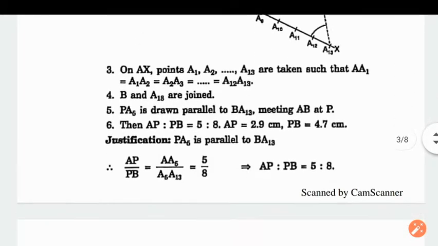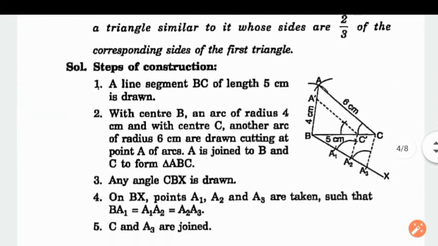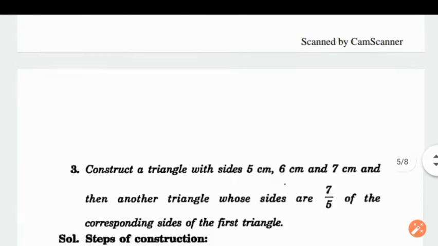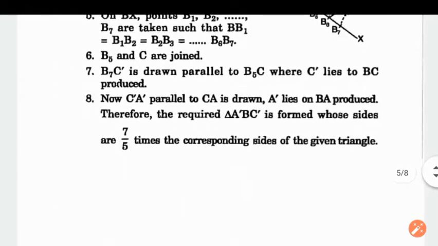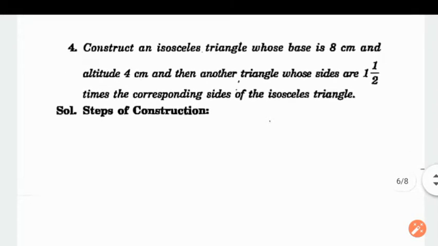So you can see on your screen question number 2. Here we have question number 3. This is question number 4. So in question number 4 what do we have? We are required to construct an isosceles triangle whose base is 8 centimeter and altitude is given as 4 centimeter.